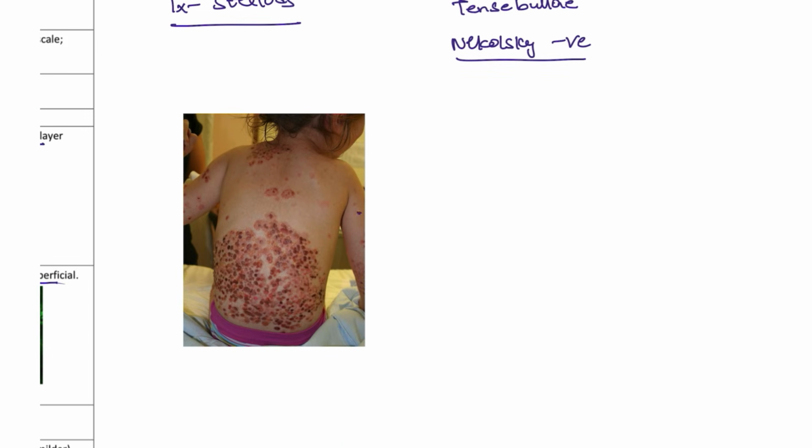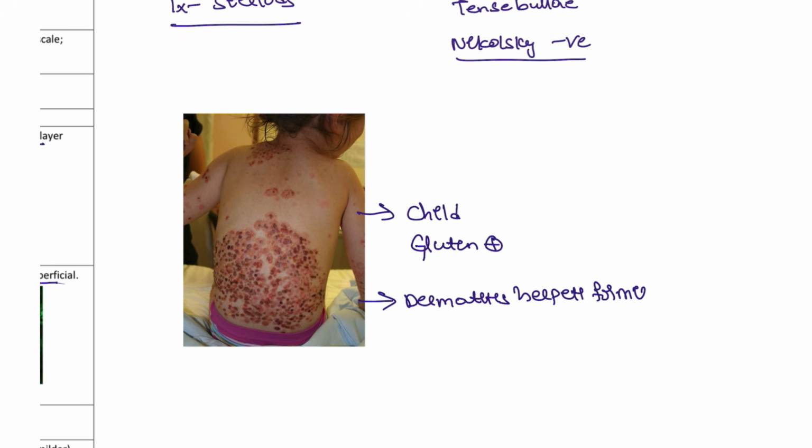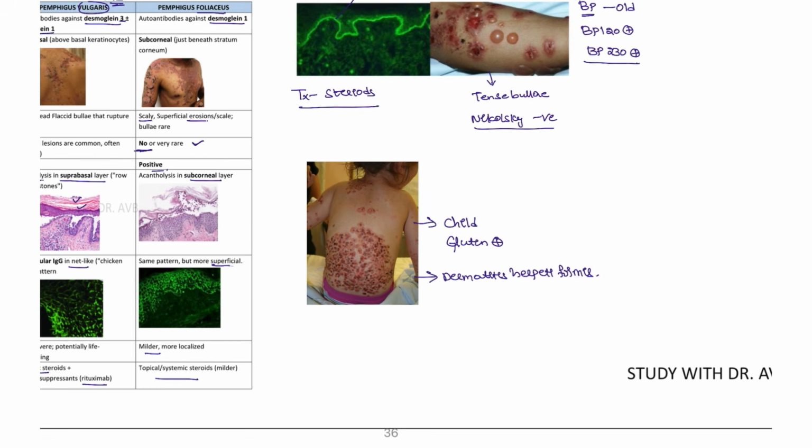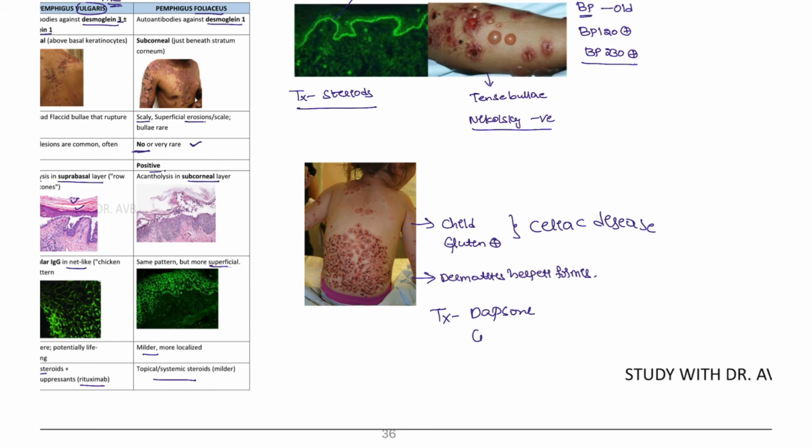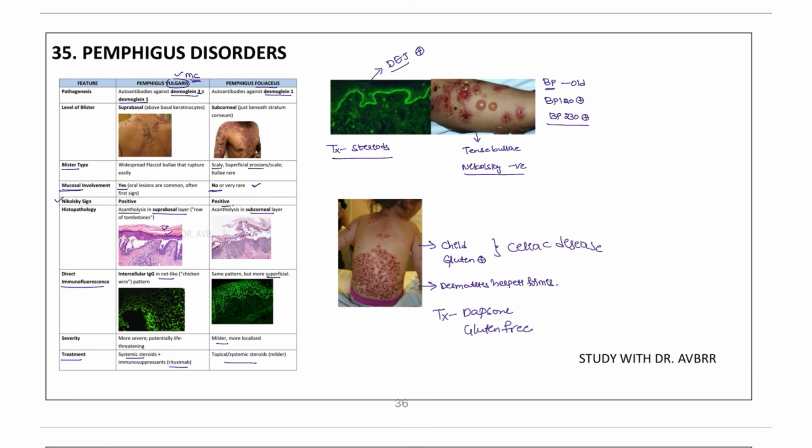Next condition that you can see: a child with gluten sensitivity. Gluten sensitivity is seen in this patient, and this condition is known as dermatitis herpetiformis. Dermatitis herpetiformis is present in this patient. Okay, and this one is celiac disease. The treatment of choice for this patient is dapsone, and a gluten-free diet is also given for this patient.